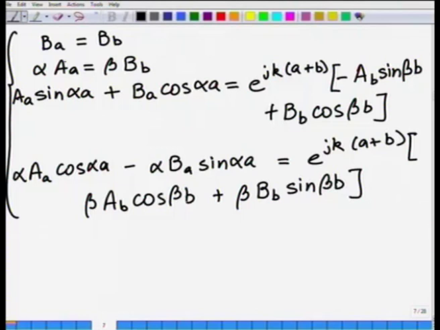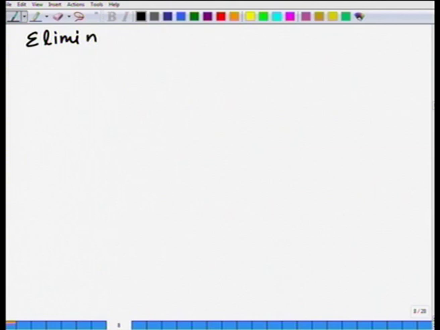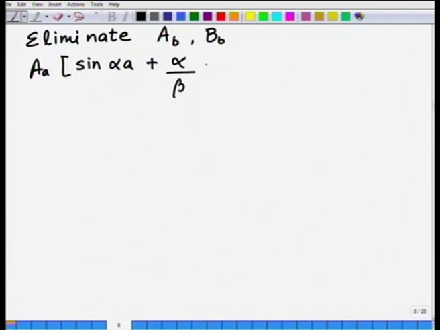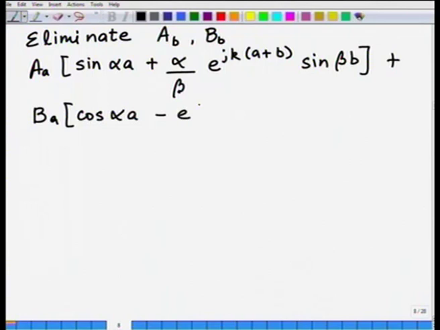What we want is, in fact, let us do one step first to make it simple a little bit: eliminate A_B and B_B from these equations, these two equations, and we get two equations which are A_A (sin alpha a plus alpha divided by beta, beta e to the power j k (a plus b)). Bear with me through all this algebra, this is just for those students who are interested in completeness, otherwise the solutions will be very interesting, that I promise. Minus e to the power j k (a plus b) cos beta b equal to 0.